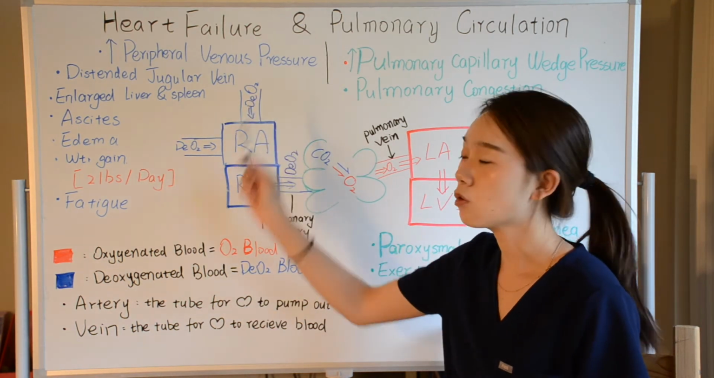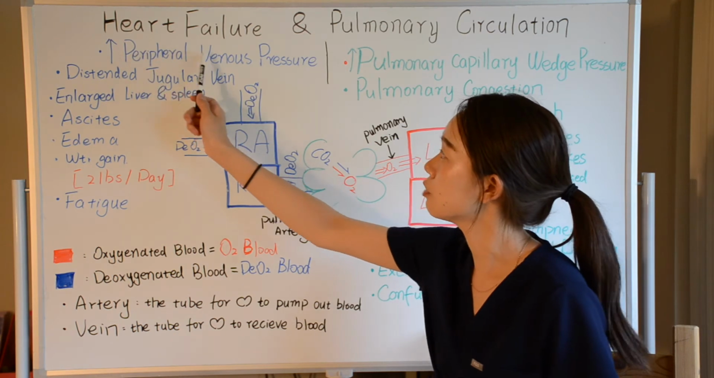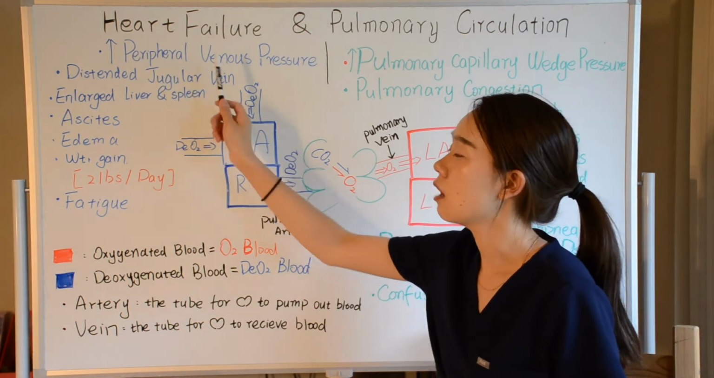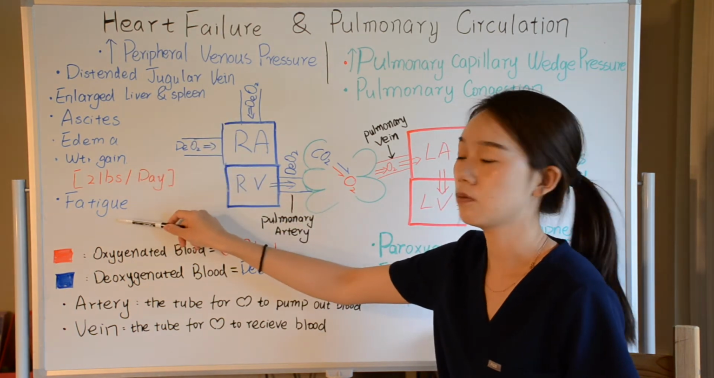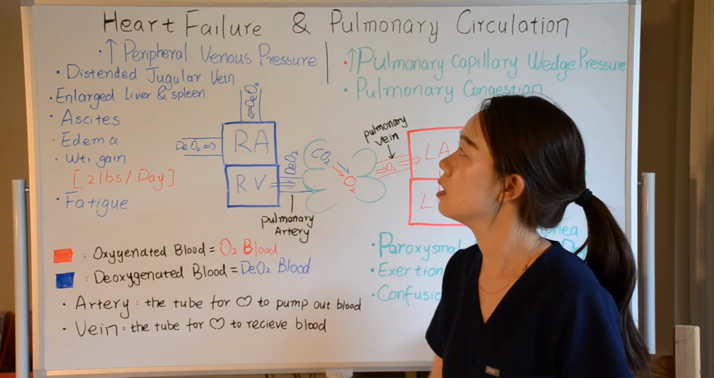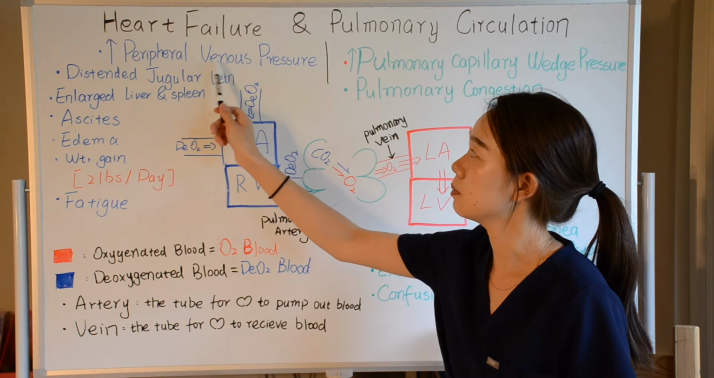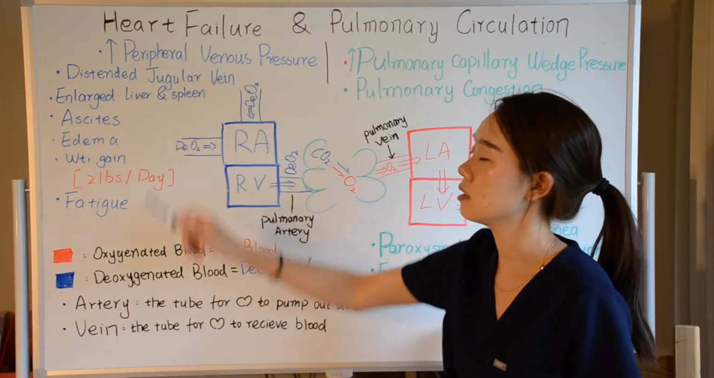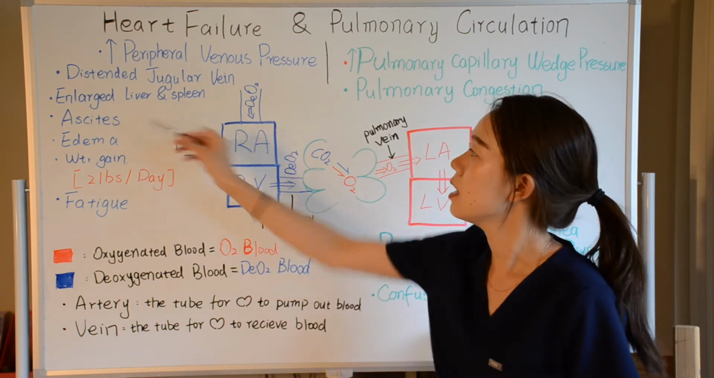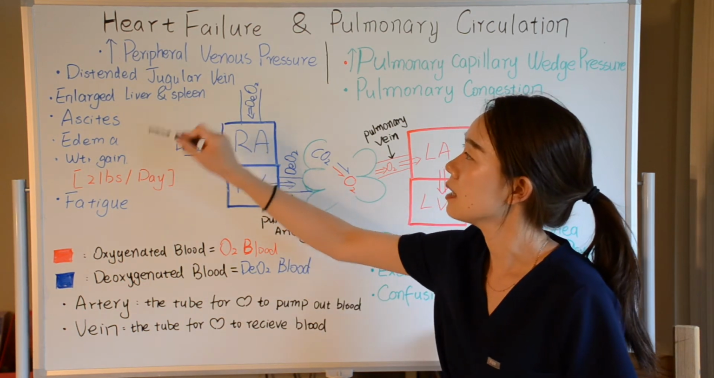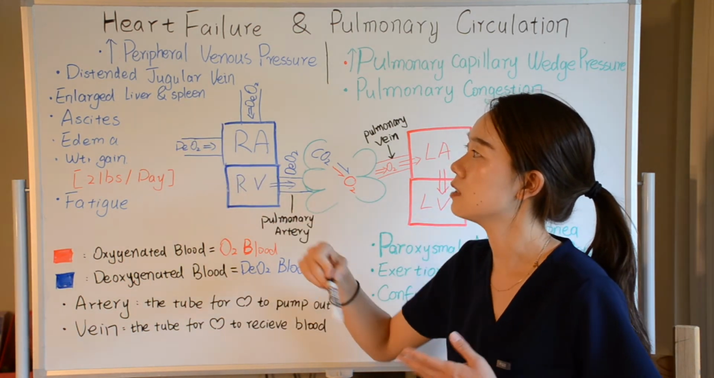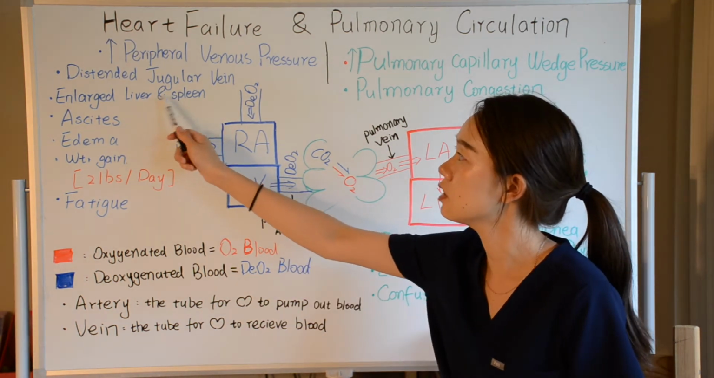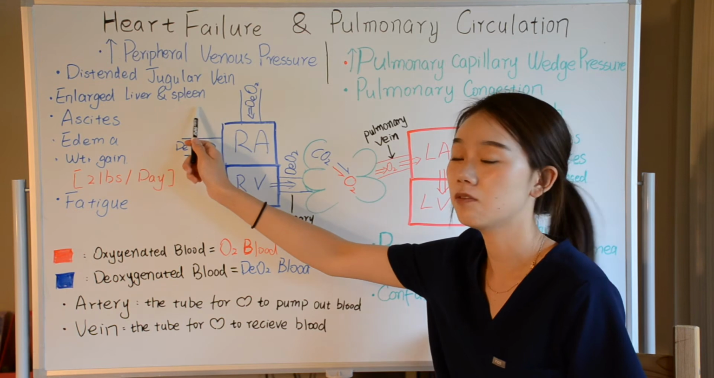If they get stuck in our body, we will have increased peripheral venous pressure. And if you remember this, you're going to automatically think about all the following symptoms. First, if the blood is stuck in your veins, you're going to have distended jugular vein. It's very easy to understand, right? And then if the blood is stuck in your body, you have overloaded blood going back to the liver and spleen, and they're going to damage the liver and spleen.